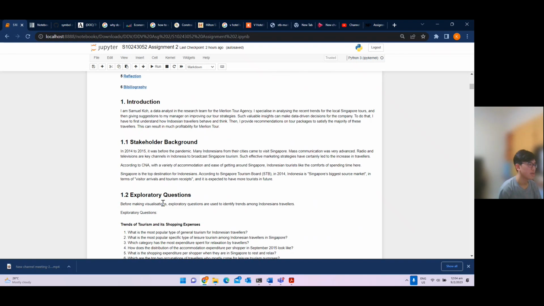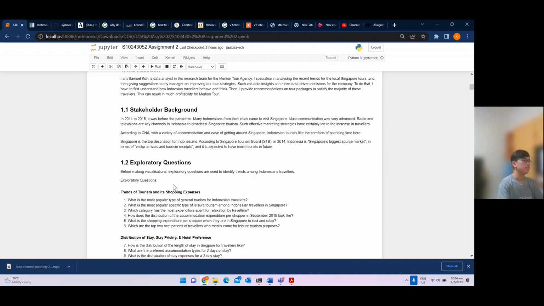To introduce myself, I am Samuel, a data analyst in the research team for the Malayan Tour Agency. I specialize in analyzing the recent trends for the local Singapore tours, and then giving suggestions to my manager on improving tour strategies. Such valuable insights can make data-driven decisions for the company. To do that, I'll need to first understand how Indonesian travelers behave and think, and then provide recommendations on tour packages to satisfy the majority of these travelers. And this can result in profitability of the Malayan Tour.